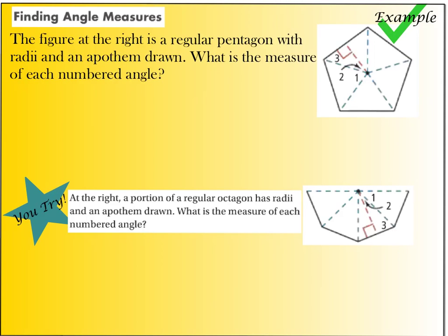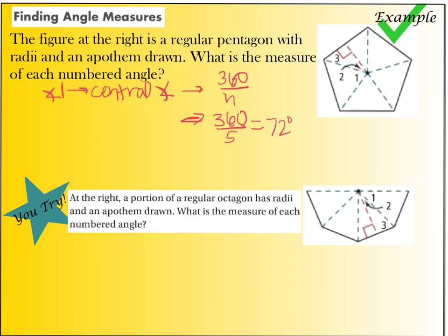If you think back to when we were dealing with polygons, this is a pentagon. It is a 5-sided shape, and this angle 1 is called a central angle. So let's remind ourselves of that. Angle 1 is a central angle. And in order to find the measure of a central angle, you are going to use 360 divided by n. So in this case, 360 divided by 5 gives me 72 degrees. So I know that angle 1 is 72 degrees.